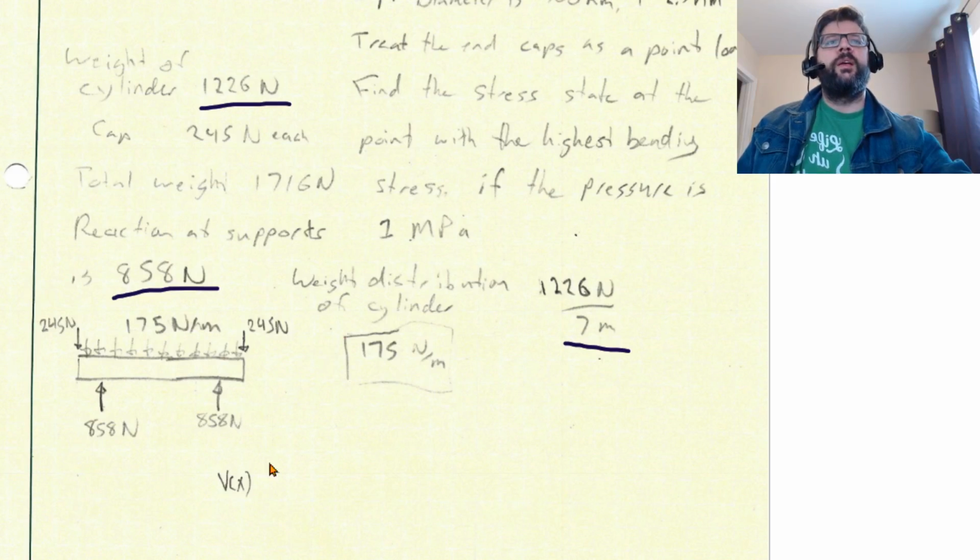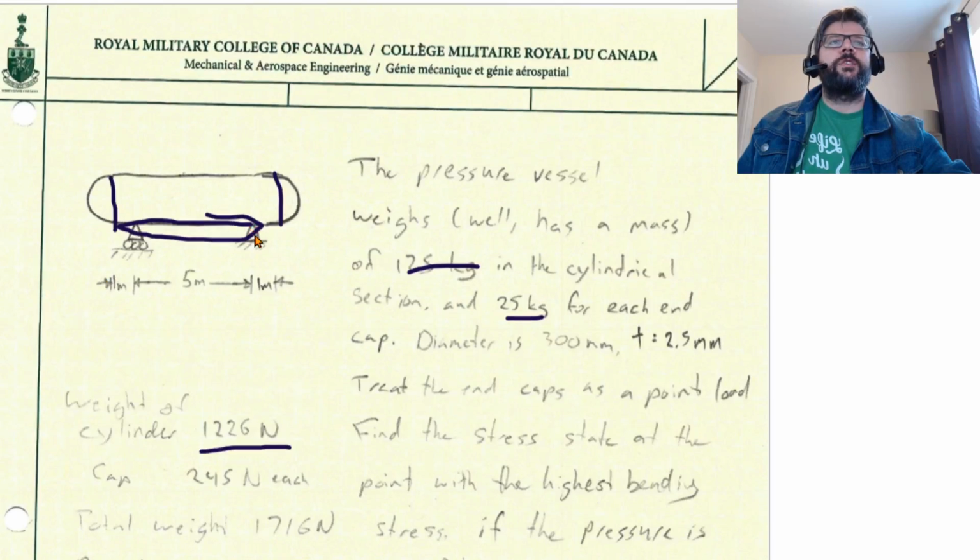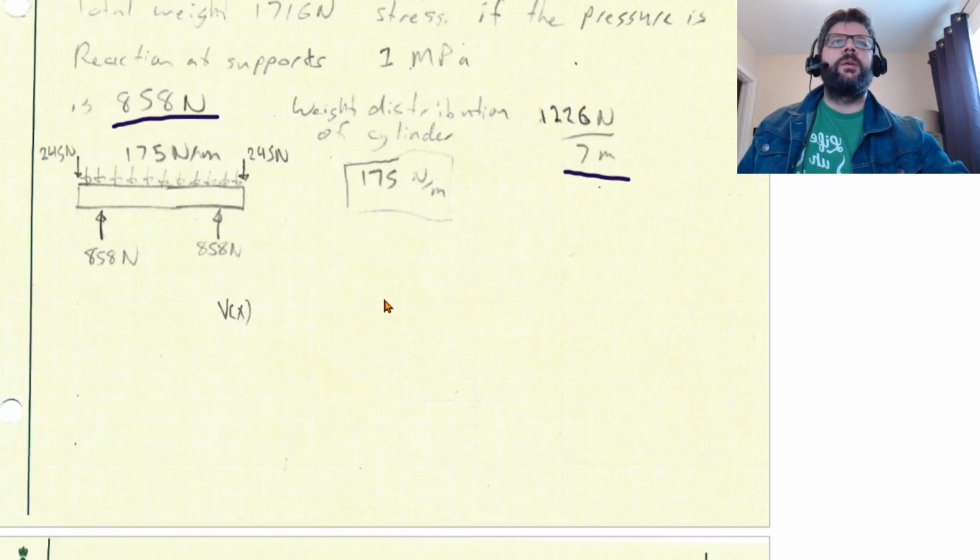So here's our free body diagram. Obviously, the x component of the reaction there is going to be 0 because there's nothing else pushing on it. So we have the weight of the caps on either end, and we've got this uniform distributed load, the 175 newtons per meter in the middle here, and then the two supports.